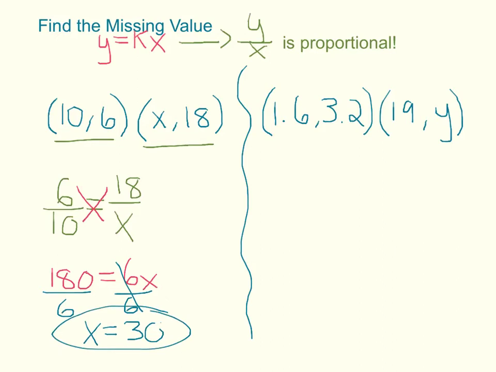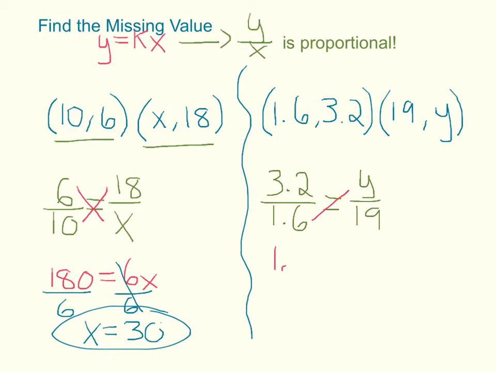Let's use the same idea for this second set of points. Looking at the ratio y divided by x, we have 3.2 divided by 1.6, and that should be equal to the ratio in the other point, y divided by 19. And now solve for y using cross multiplication.